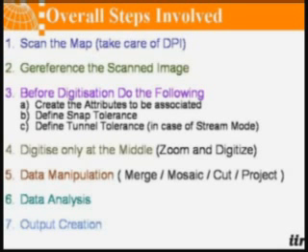There will be a default snap tolerance also. The minimum possible is already incorporated. Otherwise you can define your own snap tolerance. Define the tunnel tolerance in case of the stream mode. Digitize only at the middle. That means if you are doing manual digitization, digitize at the middle, or otherwise, if it is automatic, then your line has to be scanned with a minimum width of three cells.